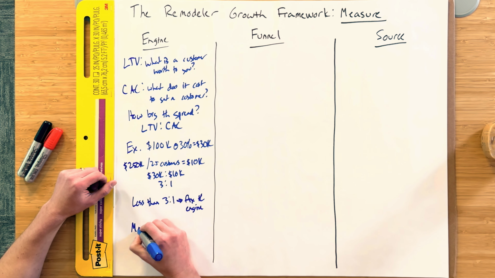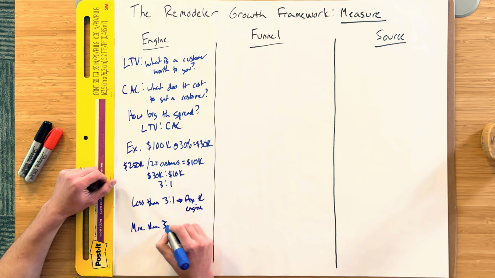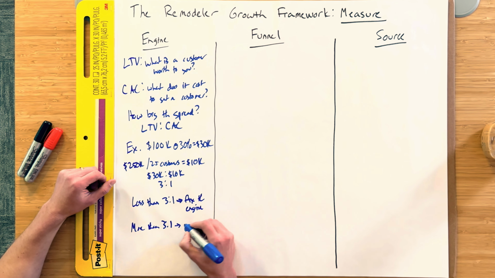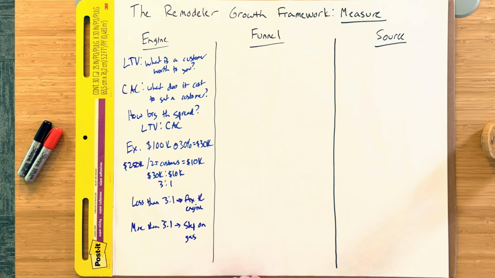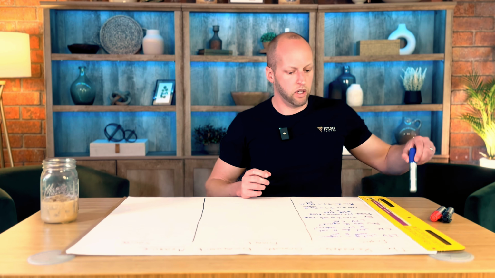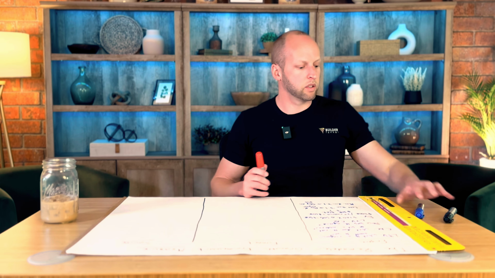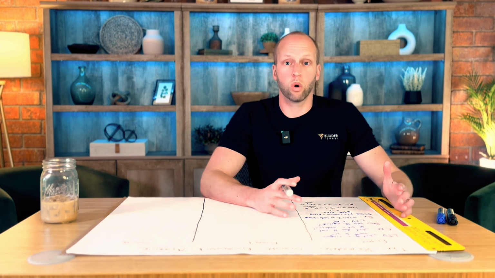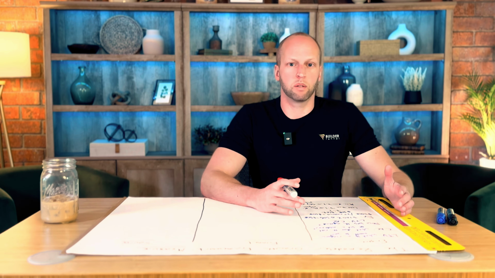If you're more than 3 to 1, we are going to step on the gas. And so this can be a very quick way to figure out, hey, do I have a working model here with my sales and marketing machine?